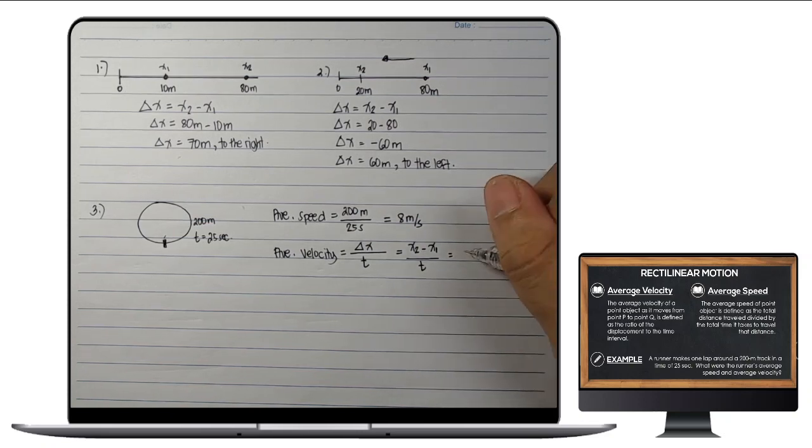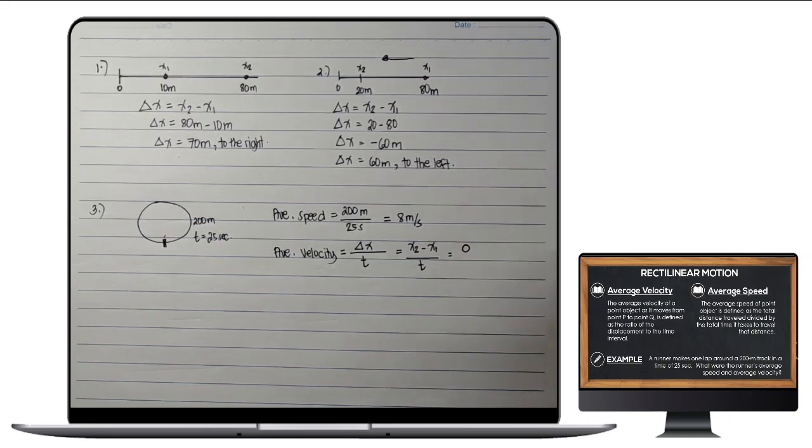So therefore, there is no difference between the final and the initial point. Kasi parehas lang. Parehas lang yung initial and final point. Because based on the problem, it is stated there that that is one lap. And as I've said, when we talk about one lap, that is the time when you arrive with the initial point or when you go back to the initial point.